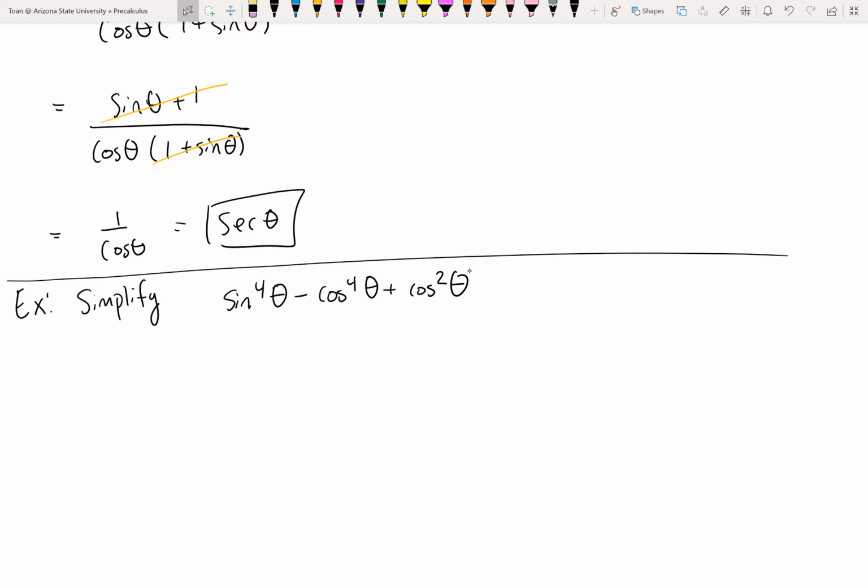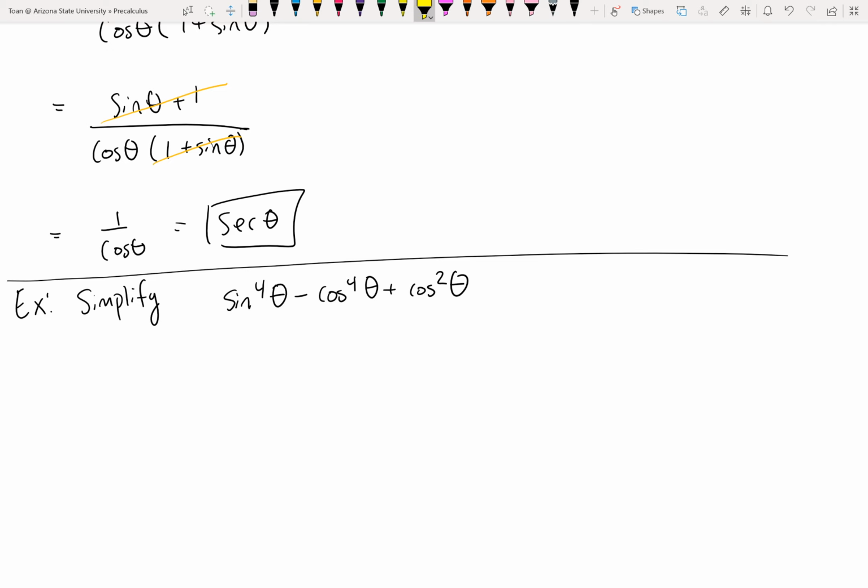So I do see some squares, but I do see to the 4th power as well. So I could use Pythagoras' theorem here, but I really want to see a sine squared. So it seems like I'm stuck. Well, when in doubt, convert to sines and cosines. Well, too bad. They're already sines and cosines. What can I do? Remember, we can't forget regular algebra.